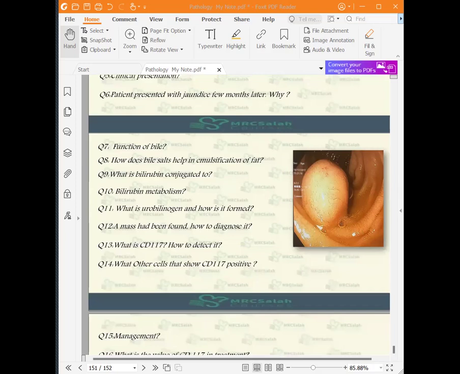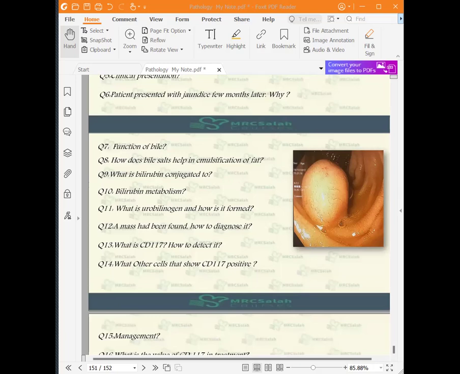Function of bile. The function of bile is emulsification of fat, and it increases the surface area for the pancreatic enzymes. How does bile salt help in emulsification of fat?